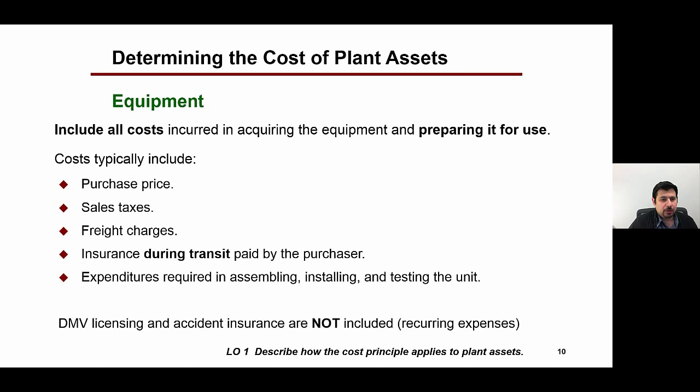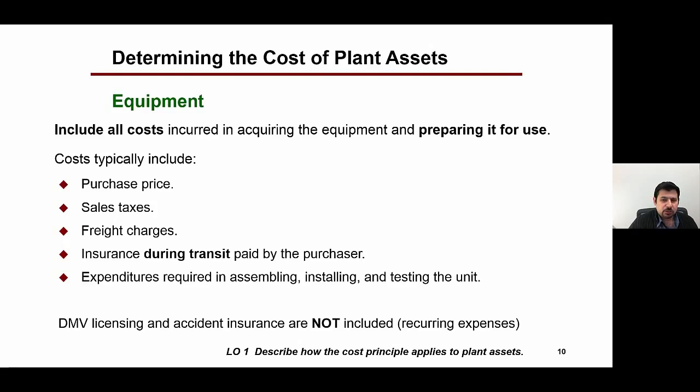Another kind of plant assets is also equipment. This one would include again the purchase price, sales taxes, freight charges. It has also installation fees, assembling, etc. of the equipment until it is prepared for its intended use. Recurring payments such as DMV licensing and accident insurance are not included. If you pay an insurance policy, it will be a prepaid insurance, and insurance expense at that point will not be included in the cost of equipment.